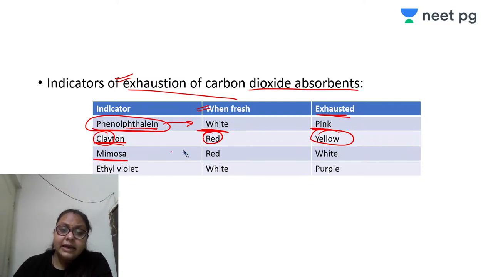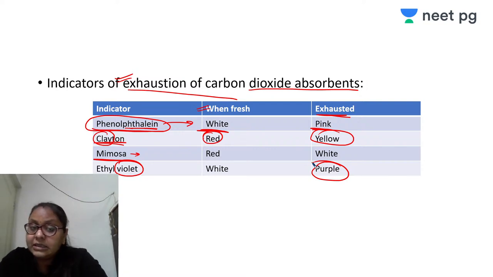Mimosa, it is red. This is the one which is most commonly used in ROTs. So mimosa, when fresh, it is red. When exhausted, it becomes white. And ethyl violet, it is purple when it is exhausted.